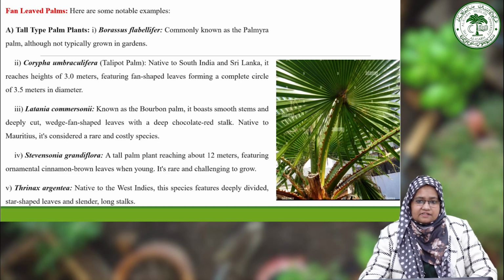And the next one is Stevensonia grandiflora. It is a tall palm reaching about 12 meters. It showcases ornamental cinnamon brown leaves when young. It is a rare and somewhat challenging species to cultivate. Then Phrynex argentina, it is indigenous to the West Indies. This species displays deeply divided star-shaped leaves and slender long stalks.